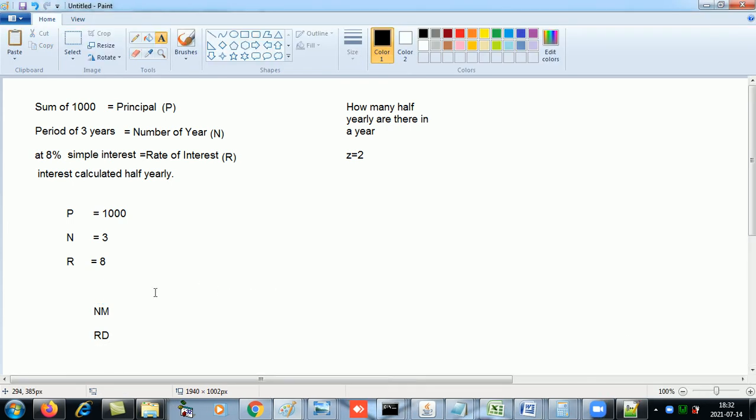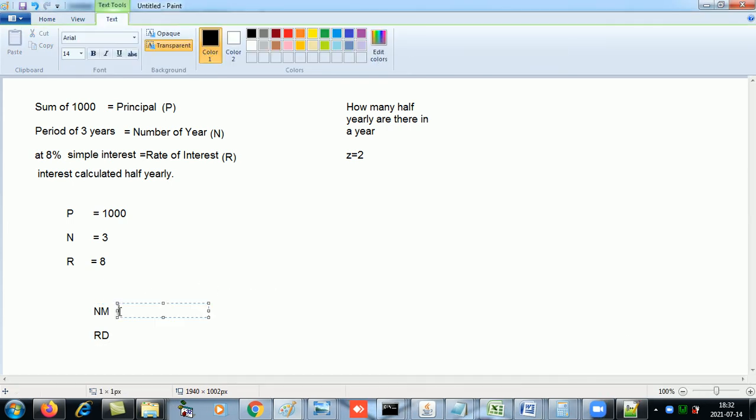So remember this abbreviation NMRD. Those who are football freaks can recollect it by Neymar, Ronaldo. Okay, NM and RD.